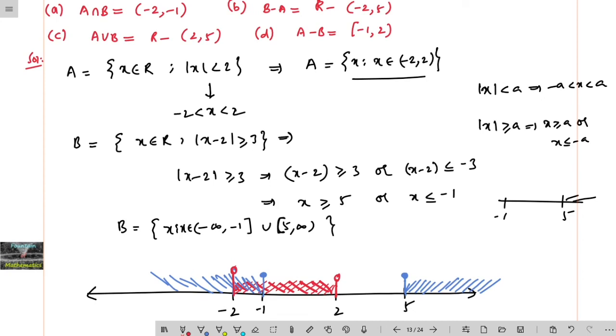Minus 2 to minus 1. Minus 2 comma minus 1 intersection. Can we say that this is the right answer? Minus 2 to minus 1, but minus 1 is including here, so we can't give this answer. First option is wrong. And coming to the second option, B minus A, from the set B, means from your blue colored lines, remove the red color. From the blue color, if I remove the red color, what will be your answer? R minus of minus 2 comma 5. So minus 2 comma 5.